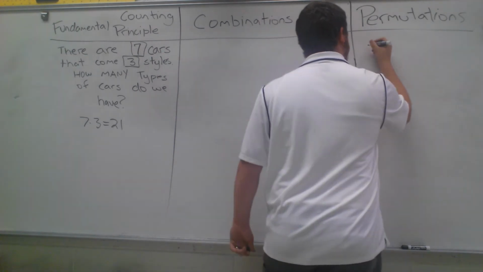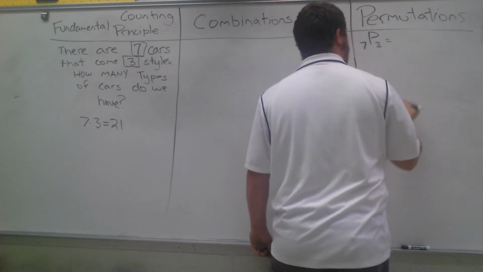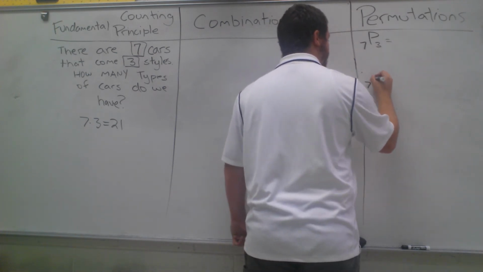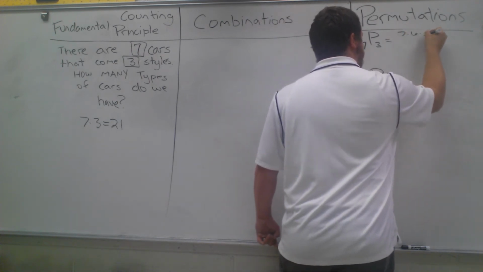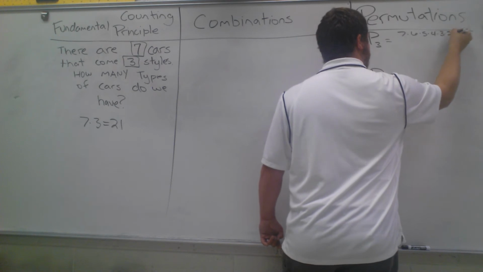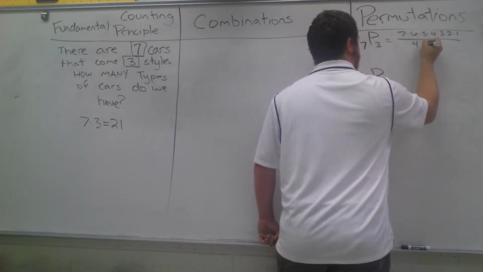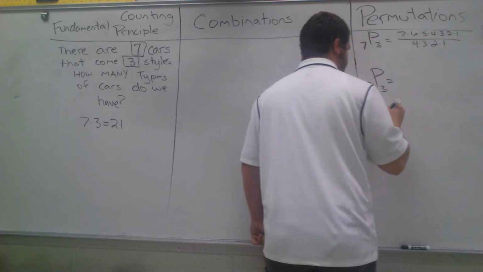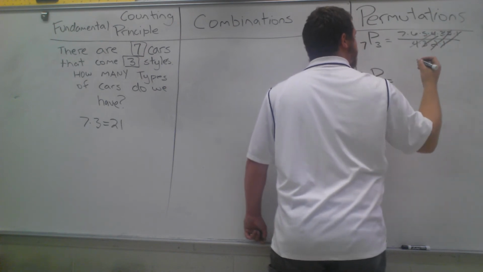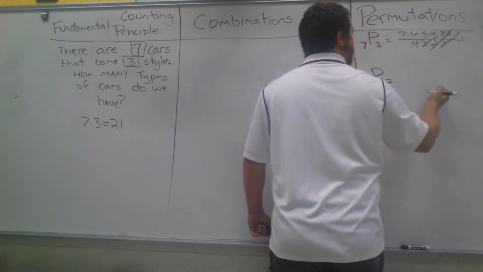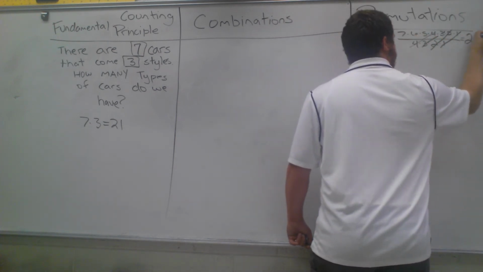I have a 7P3 problem. The long way and the short way. Long way is 7 times 6 times 5 times 4 times 3 times 2 times 1 over 7 minus 3, which is 4. 4 times 3 times 2 times 1. Cancel out the 3s and 4s. 6 times 5 is 30, times 7 is 210.